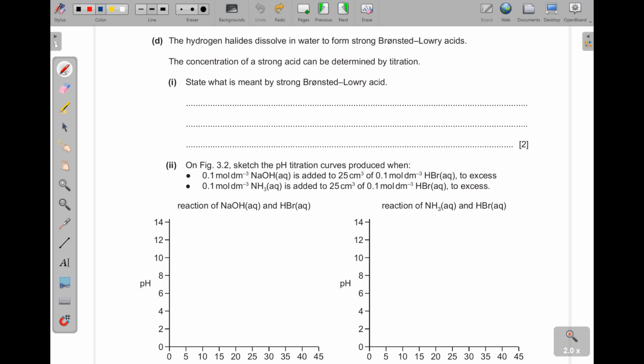So an acid is a proton donor, but then the strong one is the one that fully ionizes or dissociates in solution. So I will say this is a proton donor. I would have talked about the Bronsted-Lowry acid. Then let's go to the strong, that fully dissociates in aqueous solution or in water, okay, as simple as that.